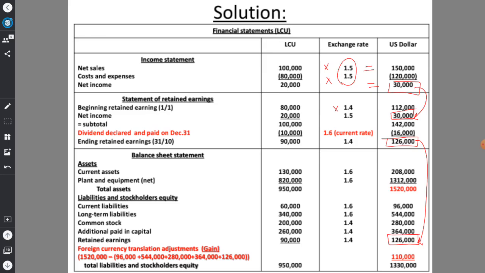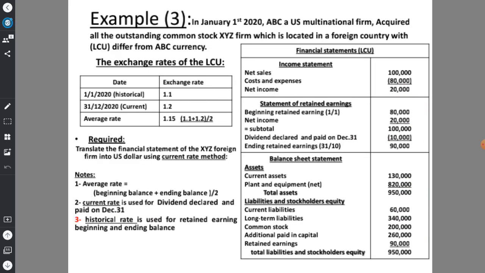ال balance sheet assets equal to liabilities و stockholders equity. assets بستخدم لها current، liabilities current، stockholders equity بستخدم لها historical. نتيجة للديفرنت rates هيظهر عندي translation gain and loss، الفرق بين ده والسمشن بتاع دول. اوكي، فهيديني translation gain and loss.